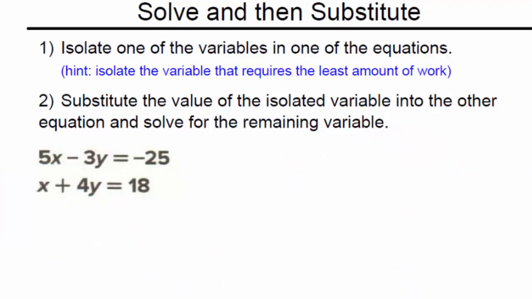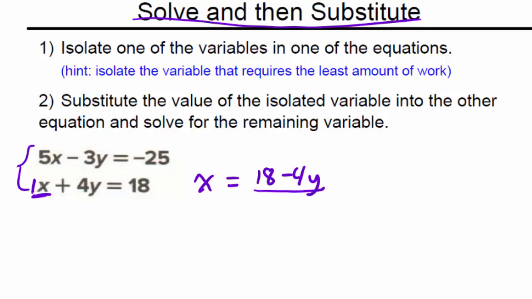Okay, so you notice the title here says to solve and then substitute. So we're still going to follow these two rules, but if you look at these two equations, neither one of them has a variable that's isolated. However, notice that this x has a coefficient of 1, so I can isolate that x easily by simply subtracting 4y from both sides, so I end up with 18 minus 4y. Now I can take this expression and substitute it back in place of this x right there and continue solving.